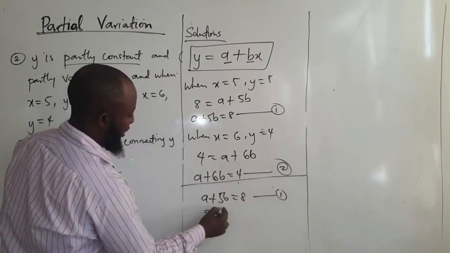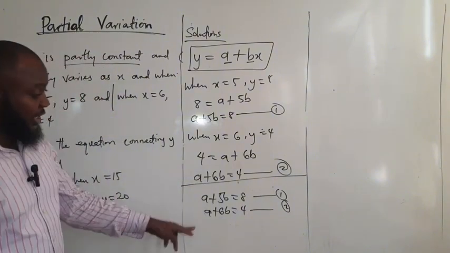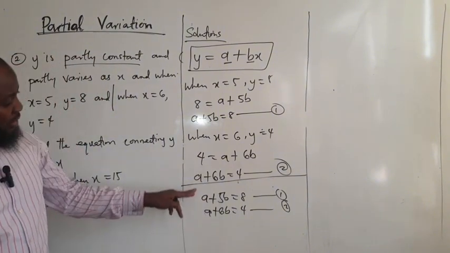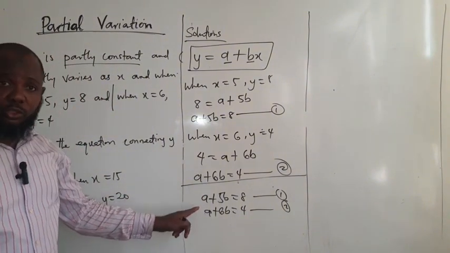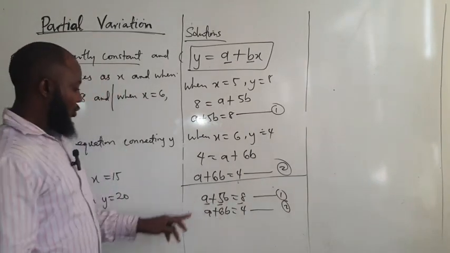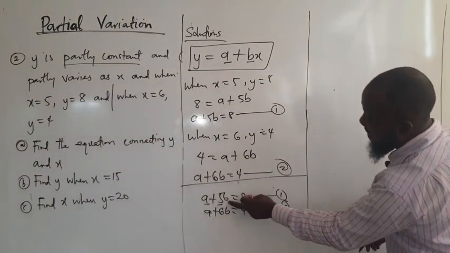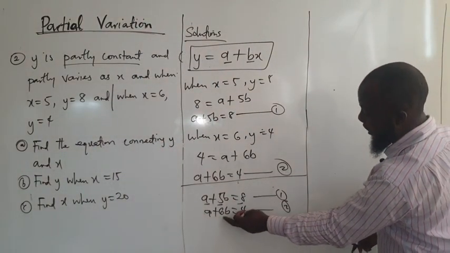Then A plus 6B is equal to 4, equation 2. So this thing we can also use the elimination method to solve. So we subtract this, subtract this, subtract this. So A minus A will give us 0. Then 5B minus 6B.